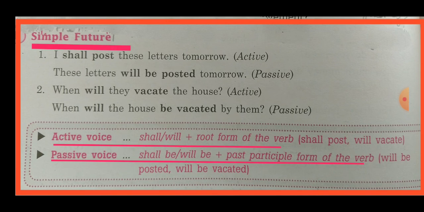Now simple future tense. In simple future tense, we use will, shall plus first form of the verb, and it will change into will, shall plus be plus past participle form of the verb. Like, I shall post these letters tomorrow. These letters will be posted tomorrow. Will plus be plus past participle.